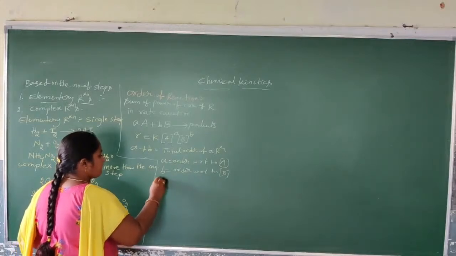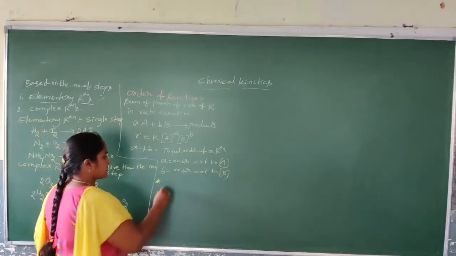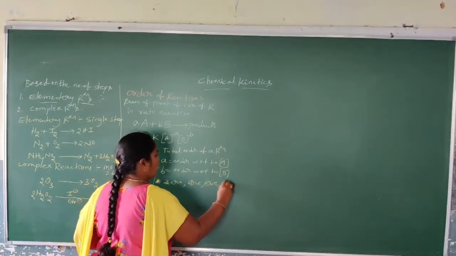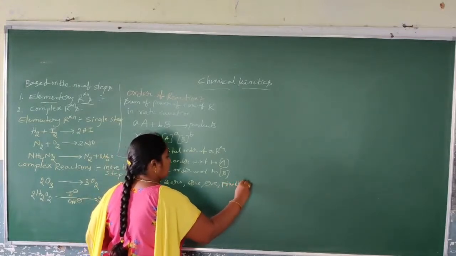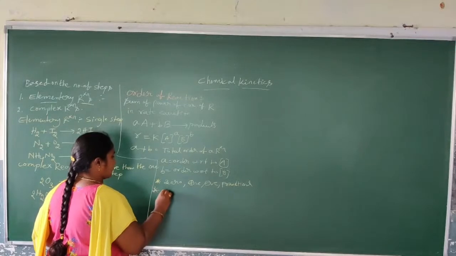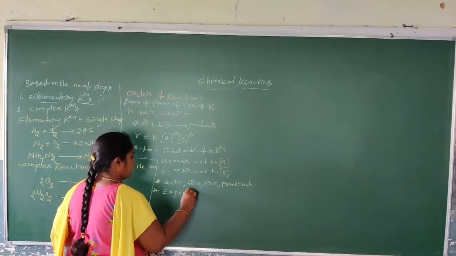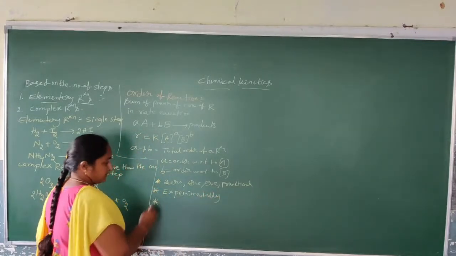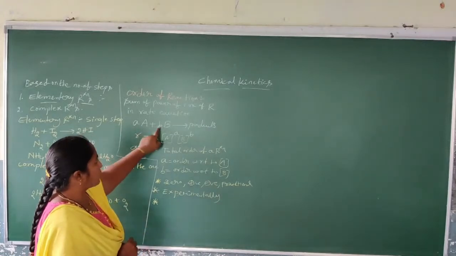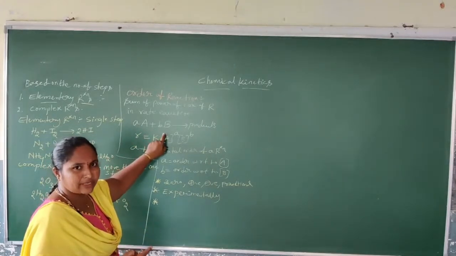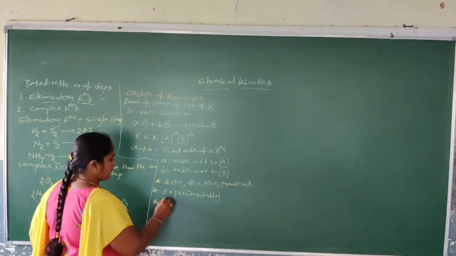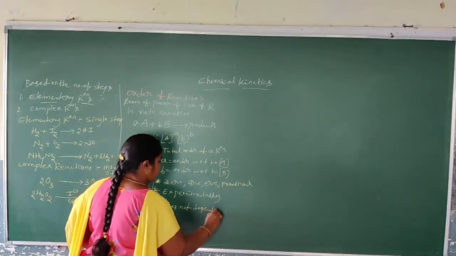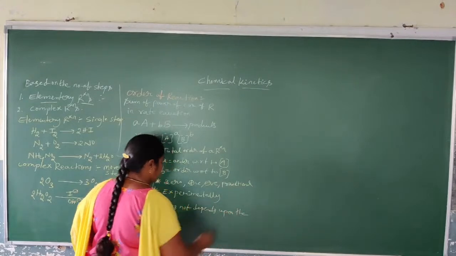The order of a reaction may be 0, positive or negative, or a fractional value. It is calculated experimentally, but not theoretically, and it does not depend upon the stoichiometric coefficients in the balanced equation. Keep in mind, it is very, very important.